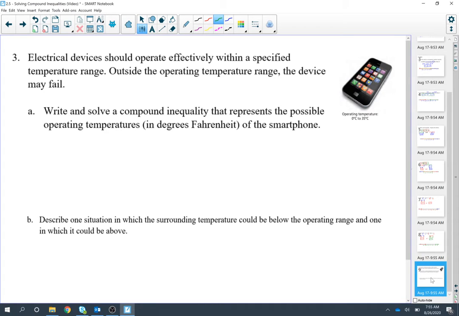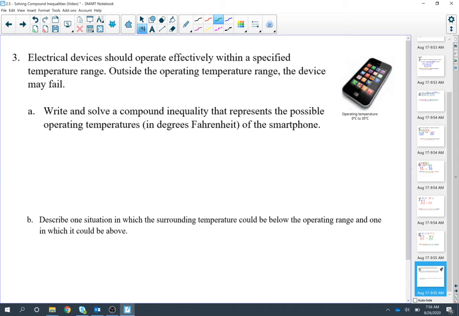Example 3. Electrical devices should operate effectively within a specified temperature range. Outside the operating temperature range, the device may fail. So think for a minute of your cell phone, which they have a picture of over here. Has anyone ever left their cell phone sitting out on a hot summer day on the cement and your cell phone just shuts itself off? I know my cell phone has done that because it gets too hot.